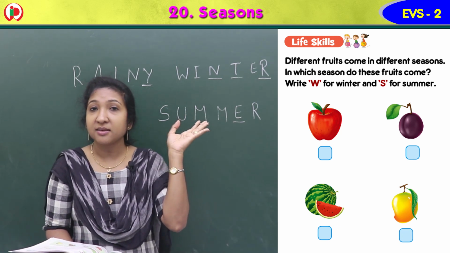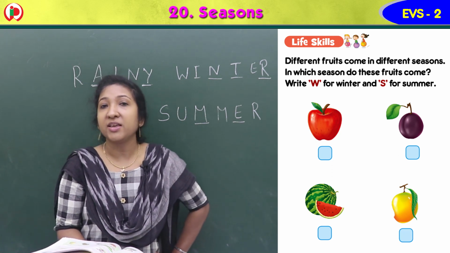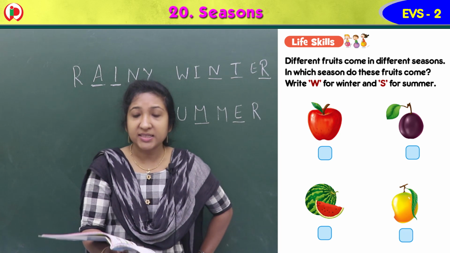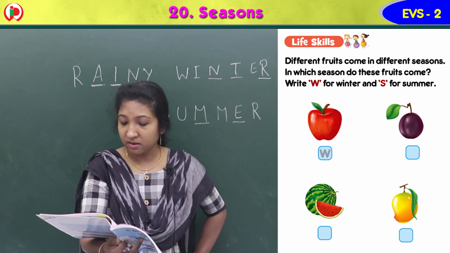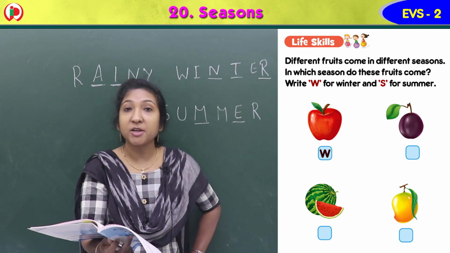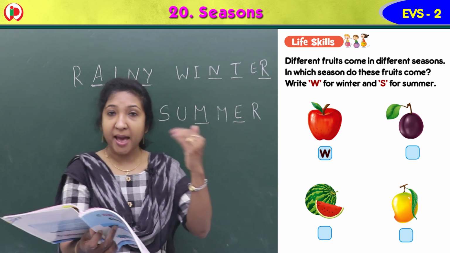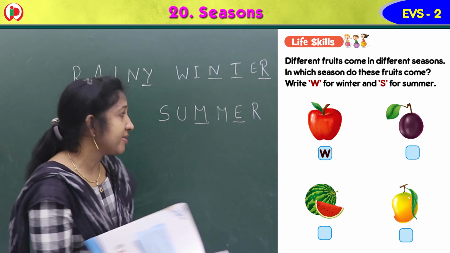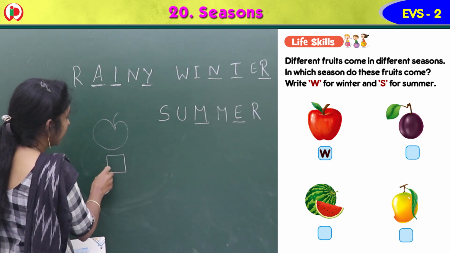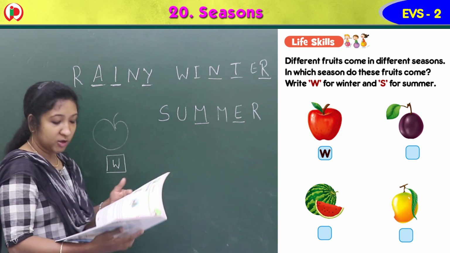Yes, it is an apple. We get apple in winter season, isn't it? You can write W there. Under the apple image there is a small square box given. There you can write W.